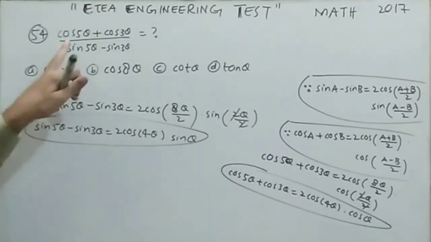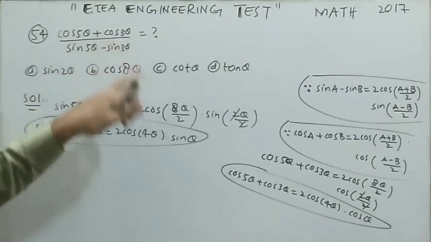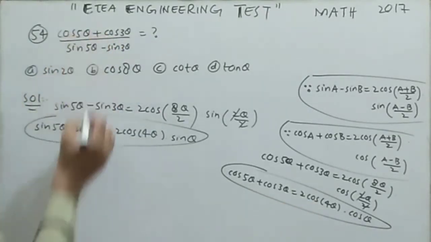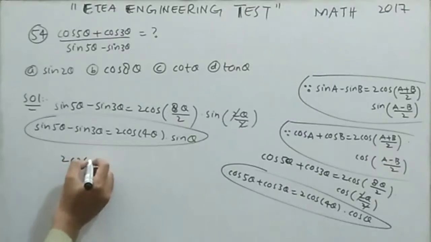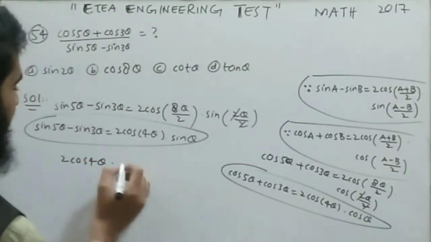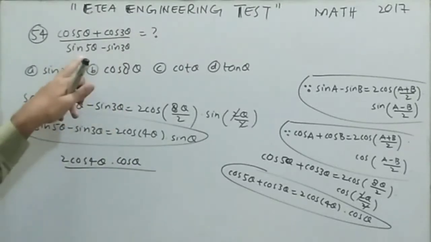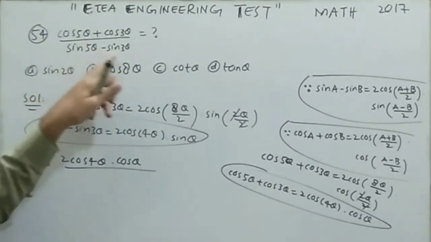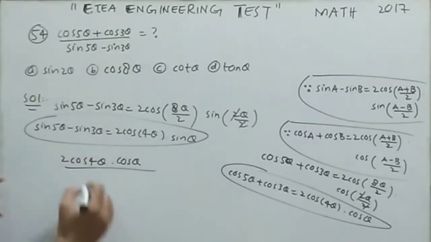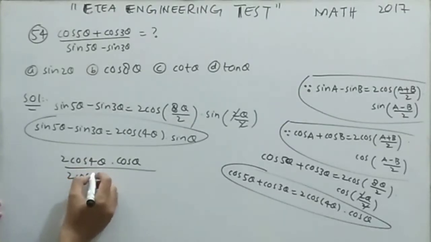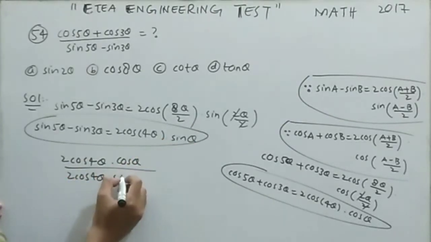Now putting the values over here, cos 5 theta plus cos 3 theta is equal to 2 cos 4 theta multiplied by cos theta. And over here we have division, so divided by sin 5 theta minus sin 3 theta. So sin 5 theta minus sin 3 theta is actually equal to 2 cos 4 theta into sin theta.